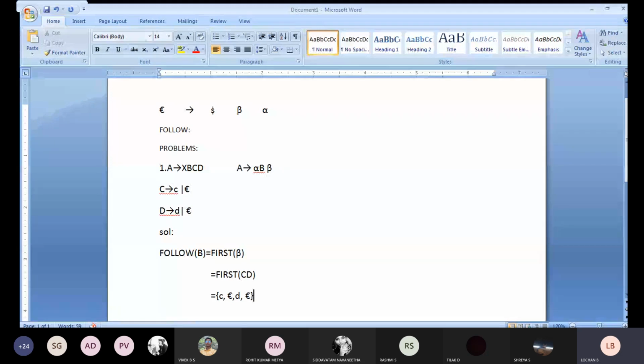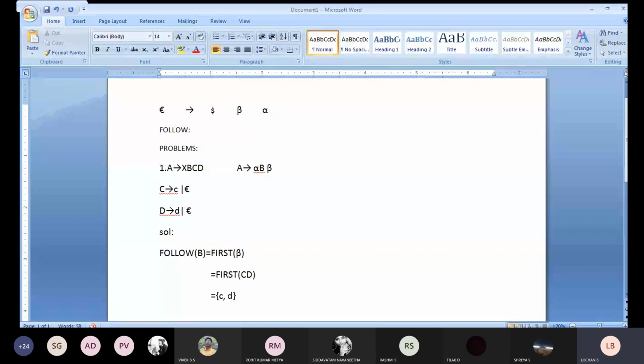If you see, we have to remove the epsilon part whenever the production is of the form A implies alpha B beta. So we are going to calculate the terminal part except your epsilon, so that you are going to get the result as only CD.